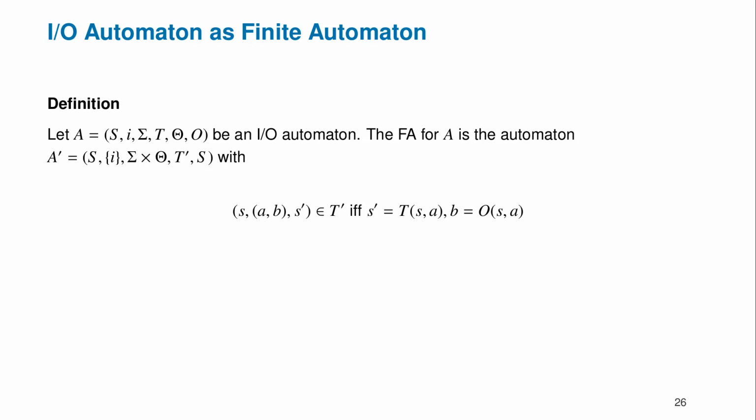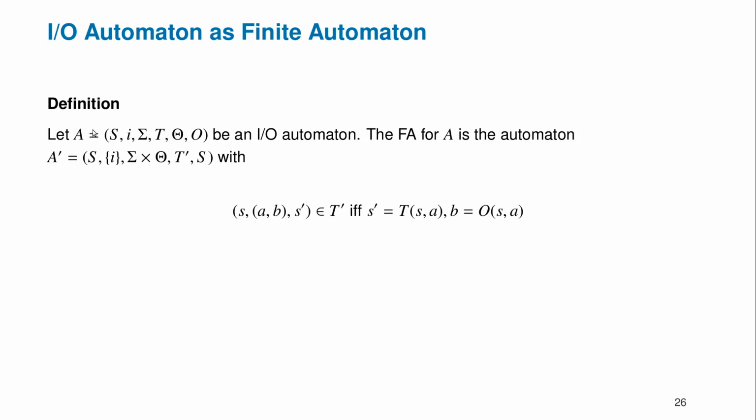Such translations can be very useful if you have a tool that can only process one kind of automata. So for example, you have a tool for finite automata and for some reason you have an I/O automaton, then you can easily translate this I/O automaton into a finite automaton and apply your tool on the translation. Okay, so how does this work for translating an I/O automaton into a finite automaton?